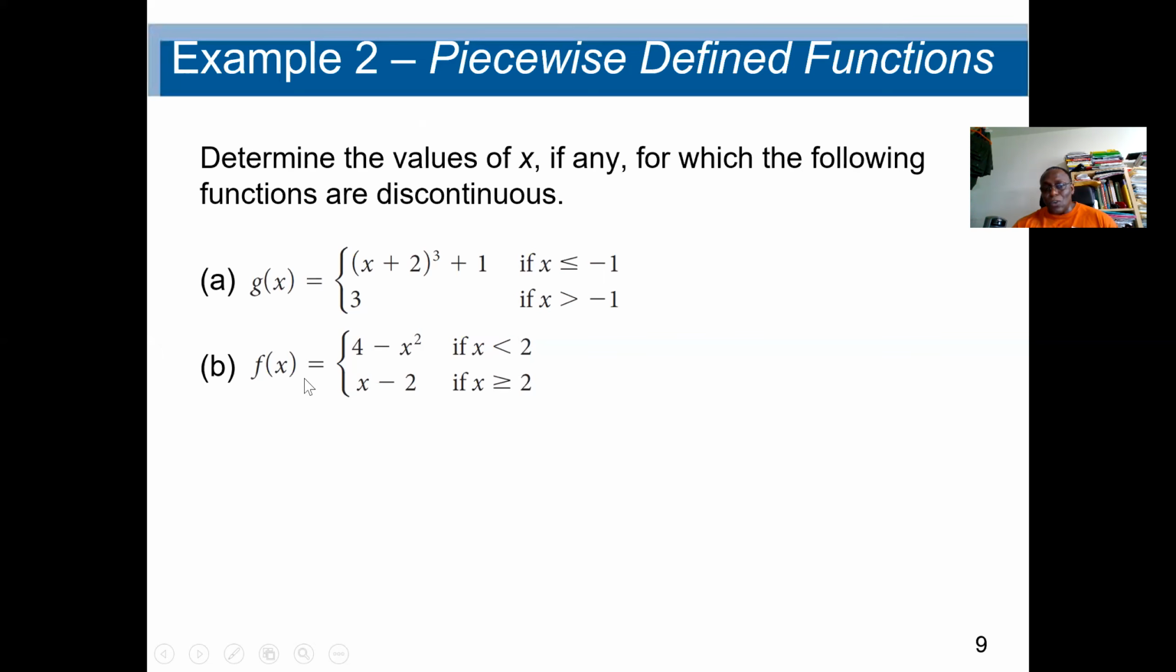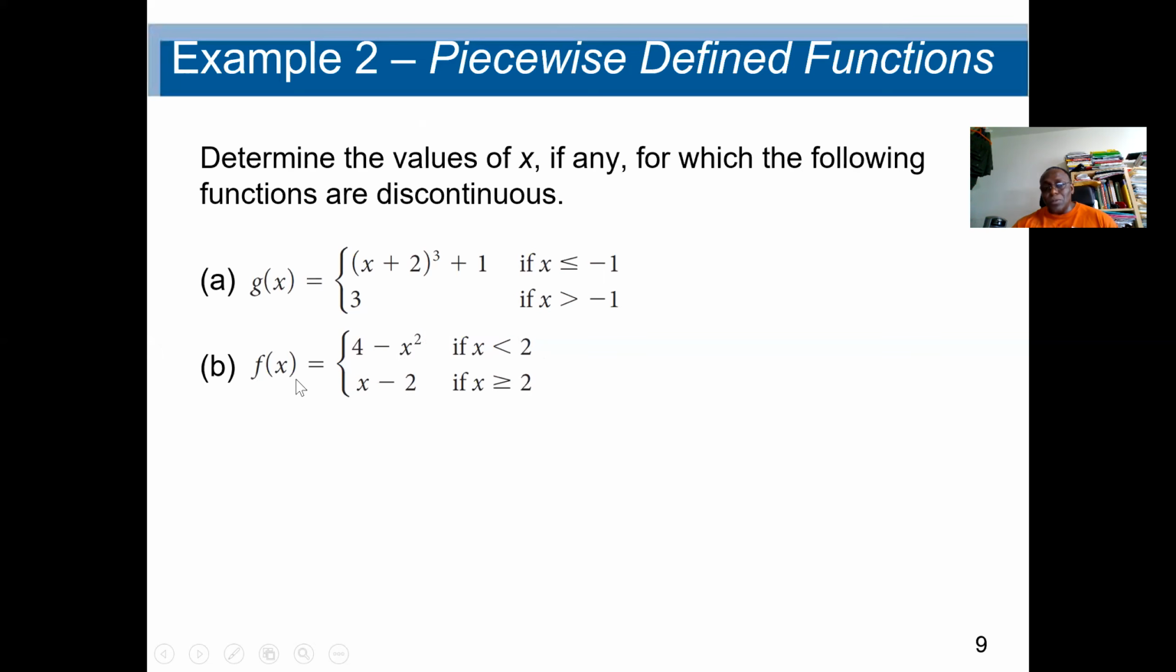Now let's try the second one. 4 minus x squared when x is less than 2, or x minus 2 when x is greater than or equal to 2. So again, let's substitute the 2 here. So 2 squared will give me 4. 4 minus 4 is 0. The second one, we have 2 minus 2 is 0. Okay, so here we have 0 and 0.